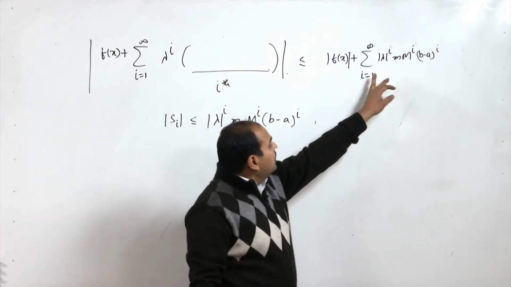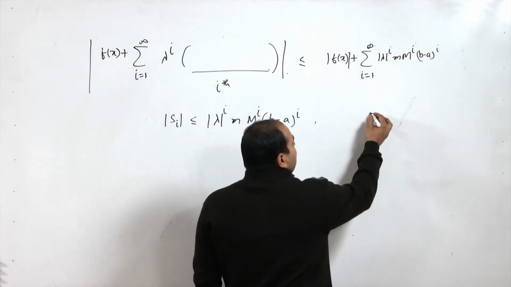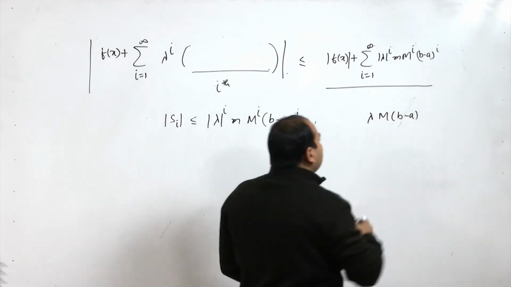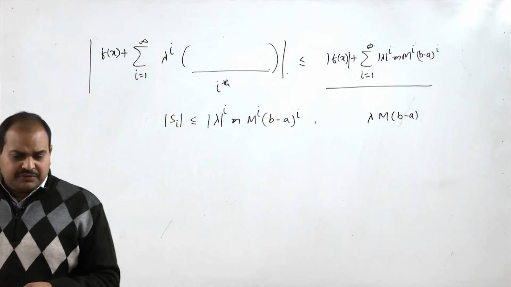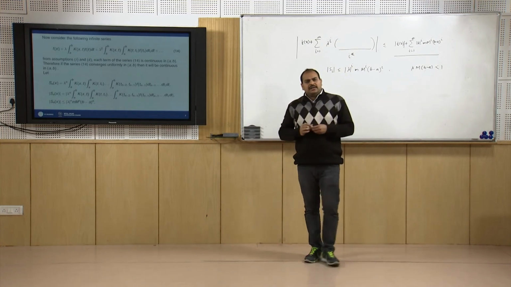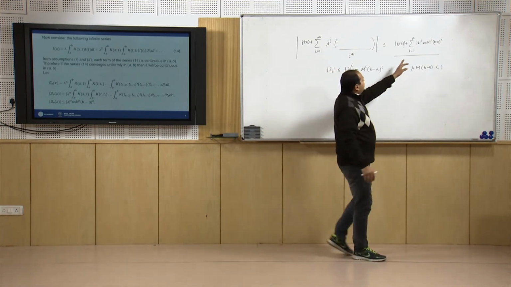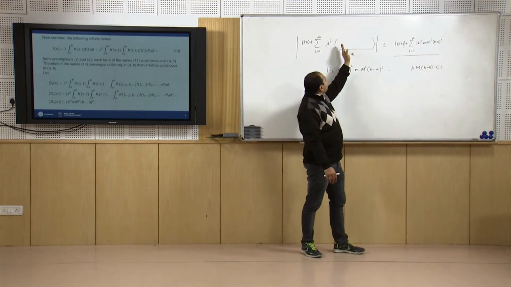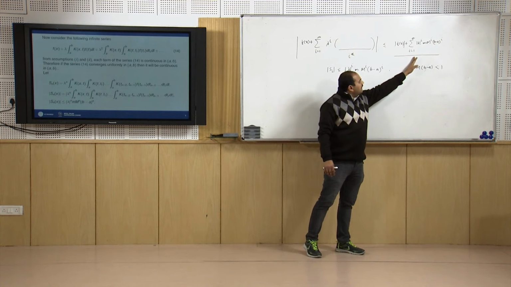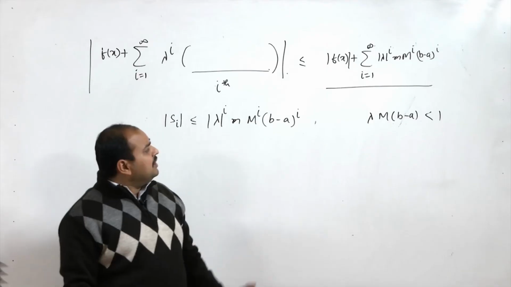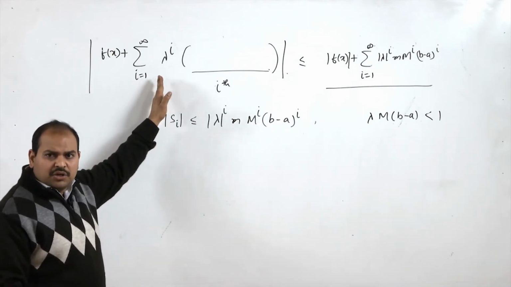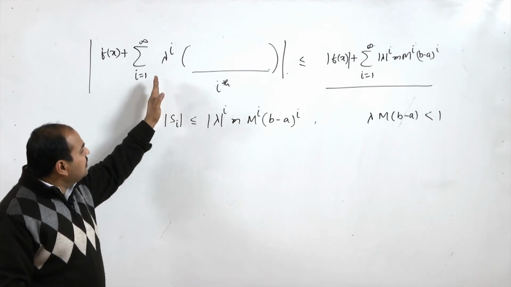So I can say that this is a geometric series with the common ratio lambda capital M, b minus a. This geometric series will converge provided this quantity is less than 1. So it means this series is convergent, and the ith term of this is less than or equal to the ith term of this. So by the Weierstrass M-test, we can say that this series is not only convergent, it is uniformly convergent.